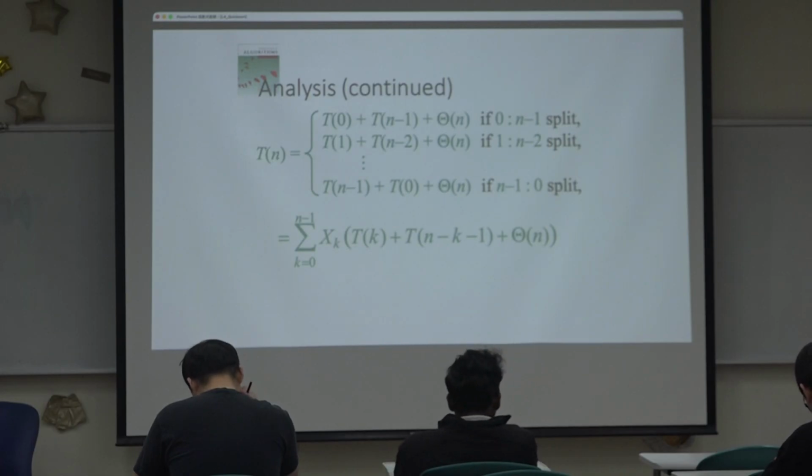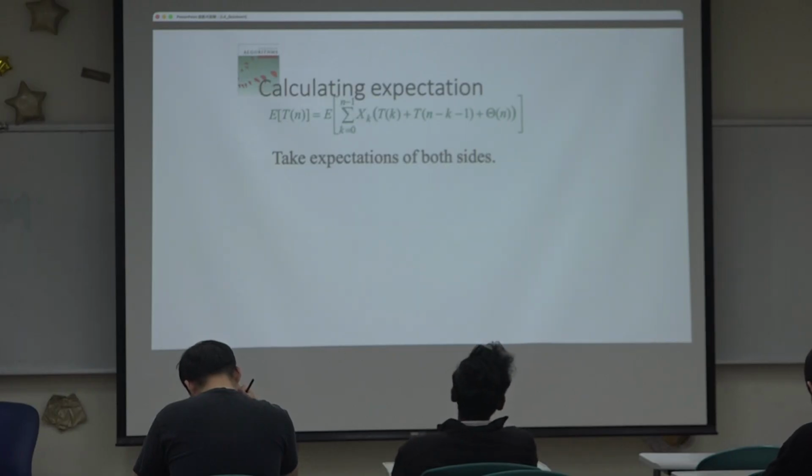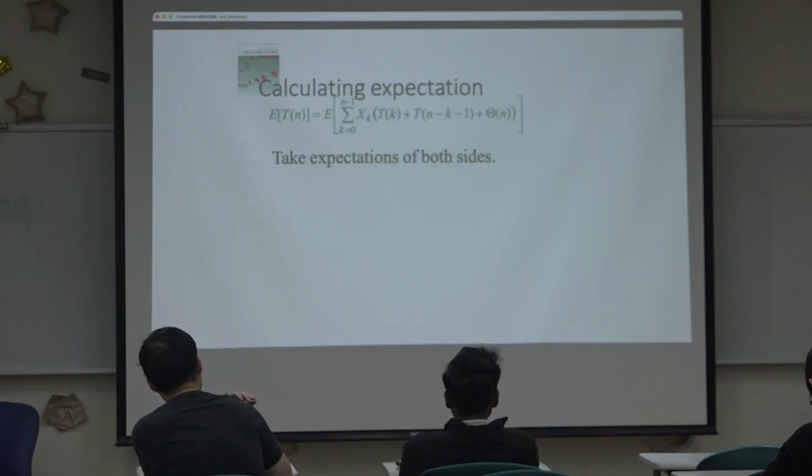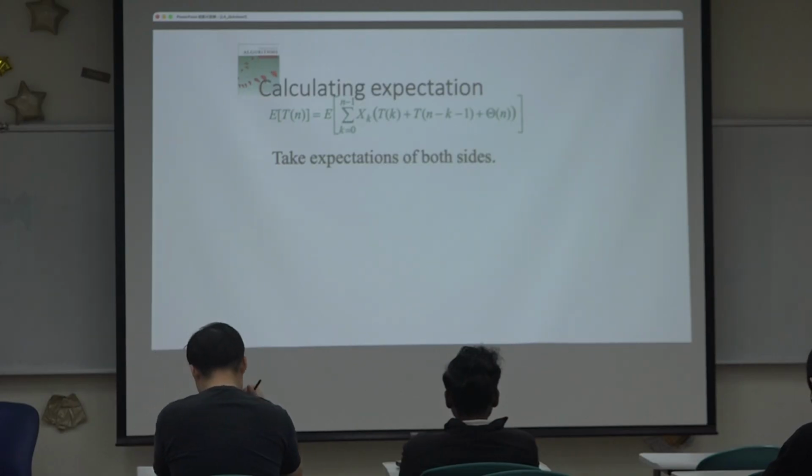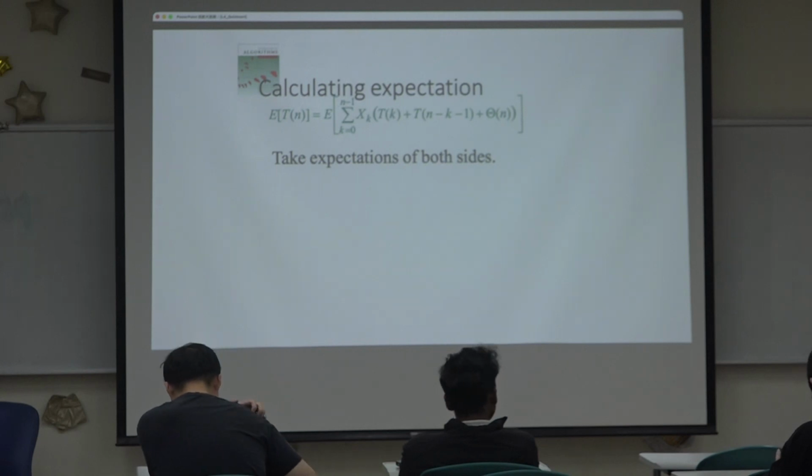So now let's try to put the expected value on both sides, expectation on both sides, because remember, after all, we are doing average case analysis. For average case analysis, that's the expected value. So we have the expected value of T of n equal to the expected value of this thing.